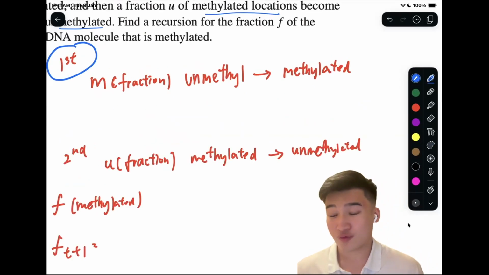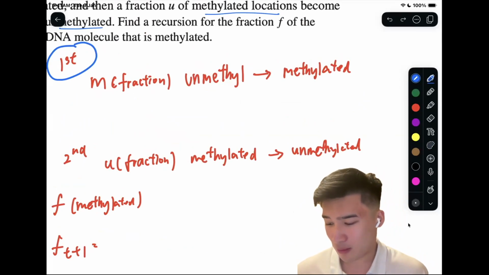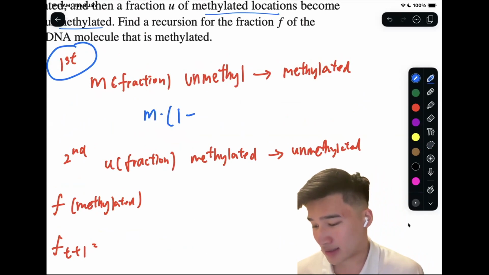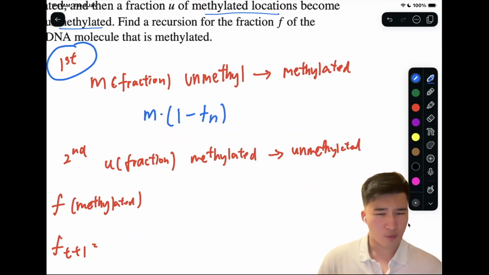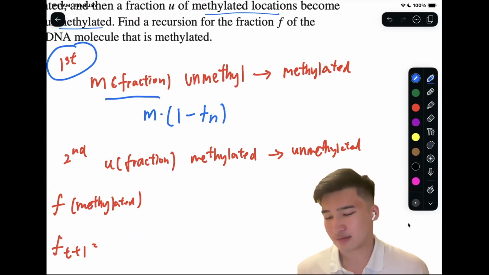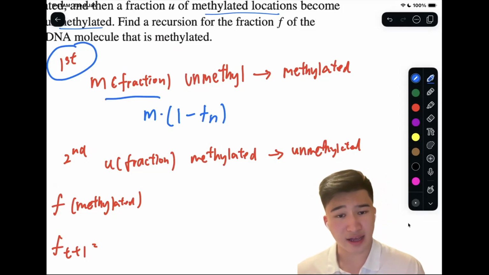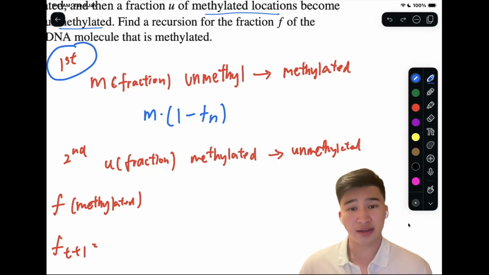We understand that this is the fraction of unmethylated DNA. And how do we find this? If you think about it, all we've got to do is M times 1 minus Fn. Why is this the case? Because fraction M is just a percentage, a percentage times 1 minus Fn, and 1 minus Fn is the fraction of unmethylated DNA.